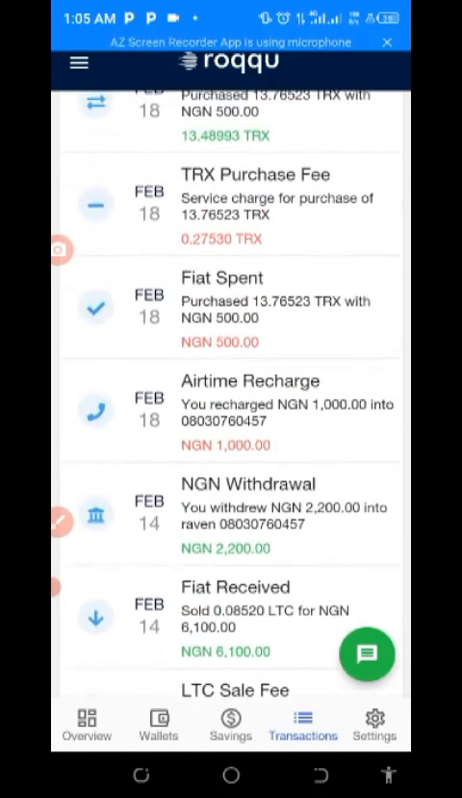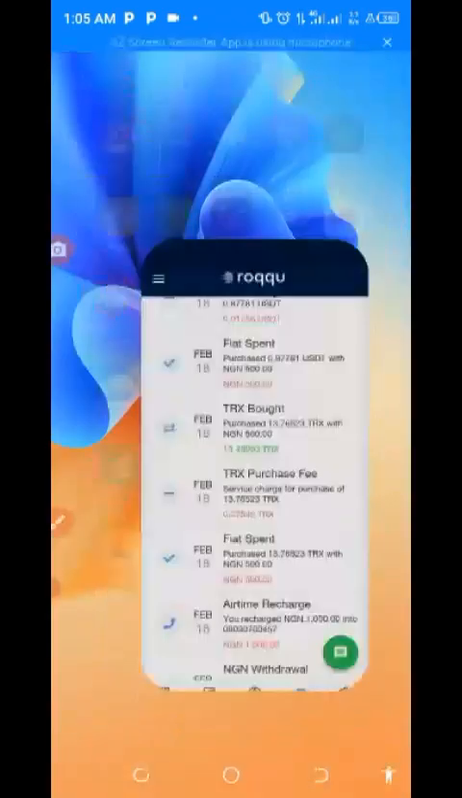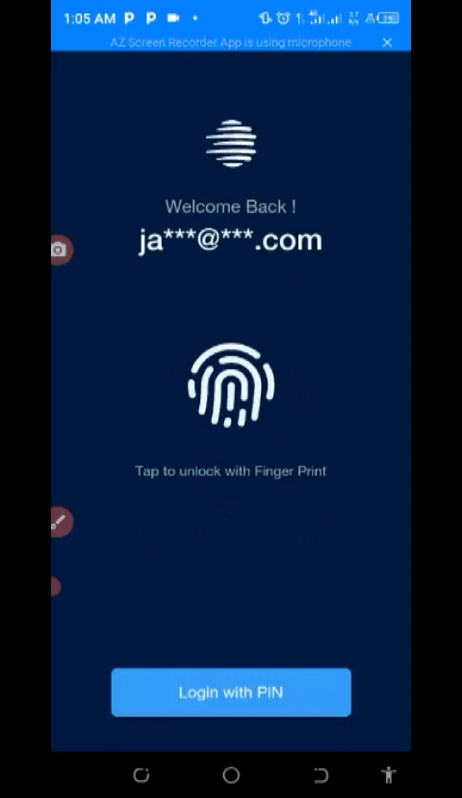So every day I make 1,000 naira. I make sure that I make 1,000 naira, and then 1,000 naira in a month is just 30,000 naira. So all this one, if you are able to be doing all this, there's no how you will not get daily money with Roque.